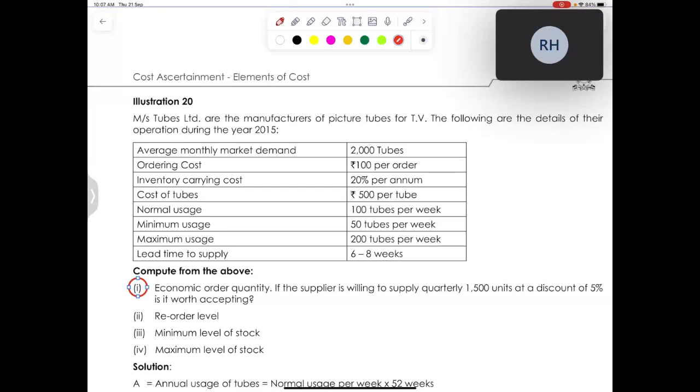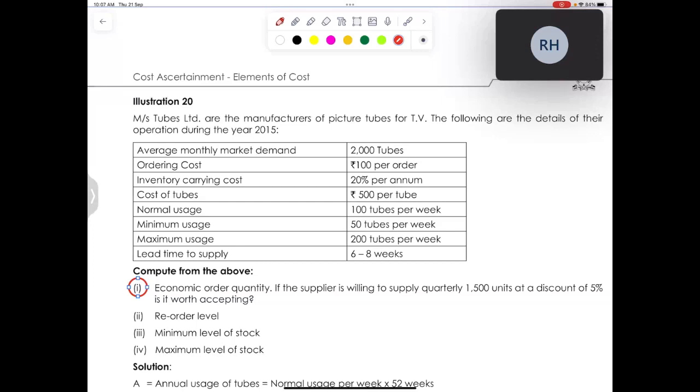Okay, so let's understand what is the most important point. Q is 2 O, given in the question as 2 into 100 rupees. We can easily compute the carrying cost. What is the cost of the tube? Purchase price is 500. 500 multiplied by 20%.